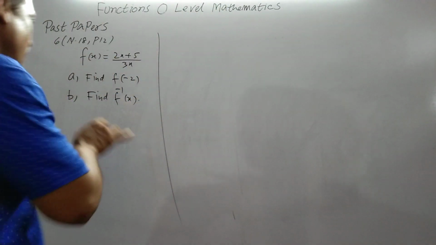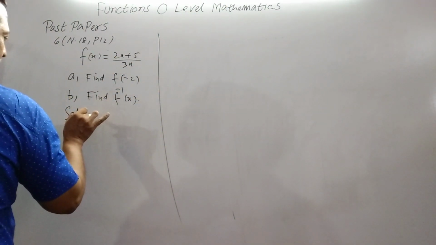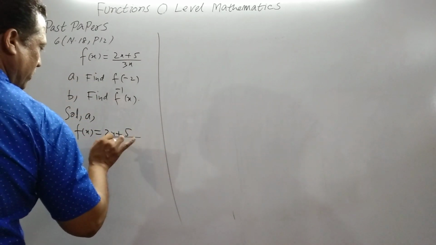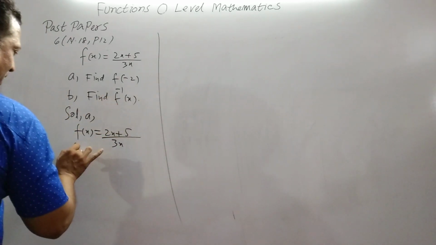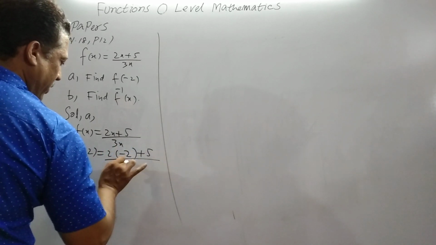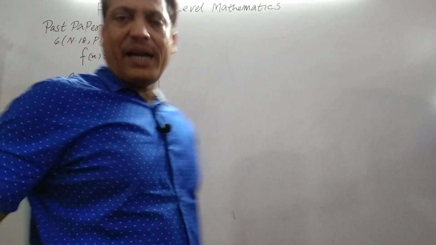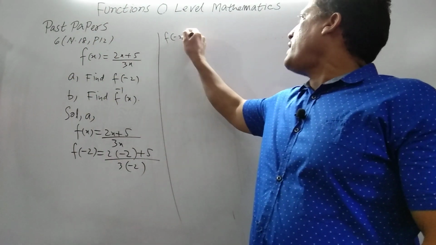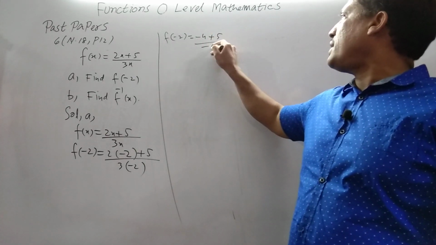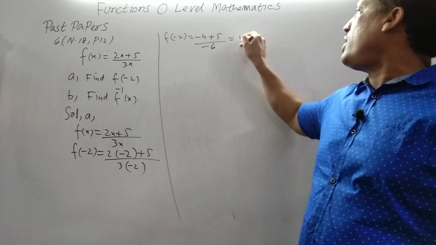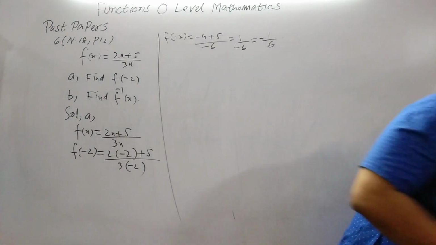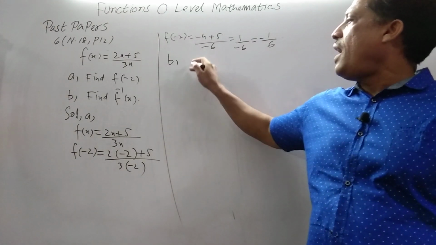Now students, we have to find the solution. First part is solution part A. f(x) is given as 2x plus 5 upon 3x. f of x, x is minus 2, is equal to 2 into minus 2 plus 5 upon 3 into minus 2. Next step: 2 into minus 2 is minus 4, plus 5, upon 3 into minus 2 is minus 6. Minus 4 plus 5 is 1 over minus 6, or you can write minus 1 over 6 as the answer. The next part is to find f inverse x.